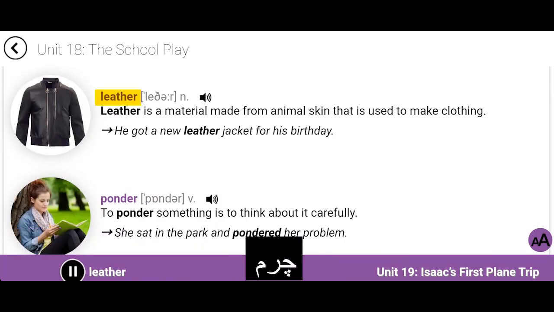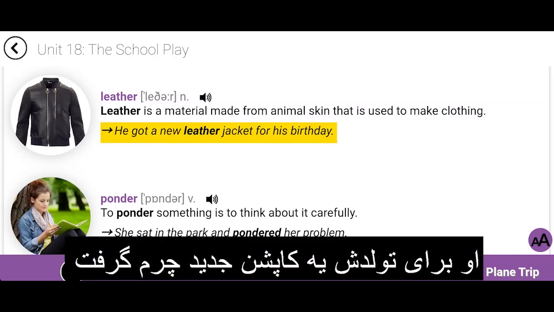Leather. Leather is a material made from animal skin that is used to make clothing. He got a new leather jacket for his birthday.